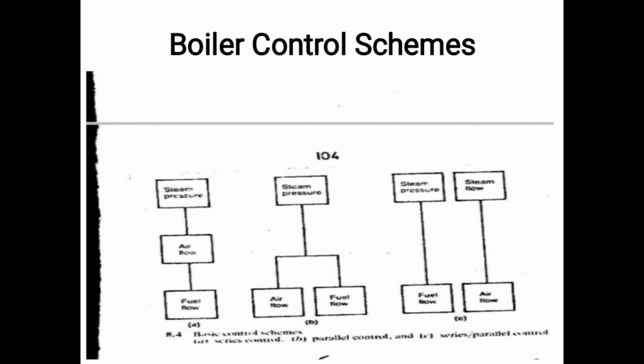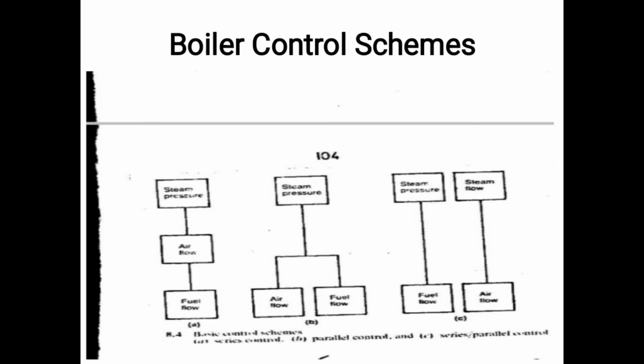Series control scheme. What is the series control scheme? In the series control scheme, first of all, when the load demand on the boiler increases, the steam pressure goes to the air controller. Air increases first, then the air controller signal goes to the fuel controller, and then the fuel increases. This is called the series control system.